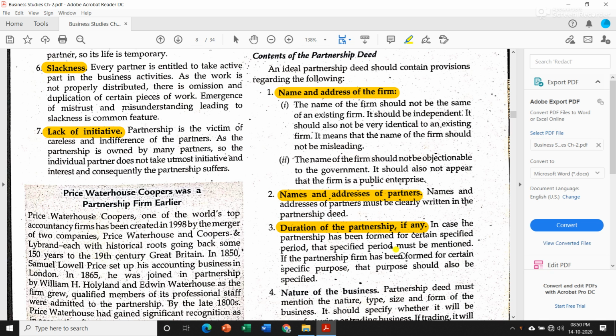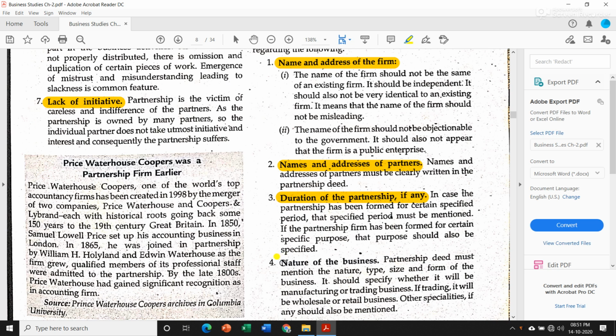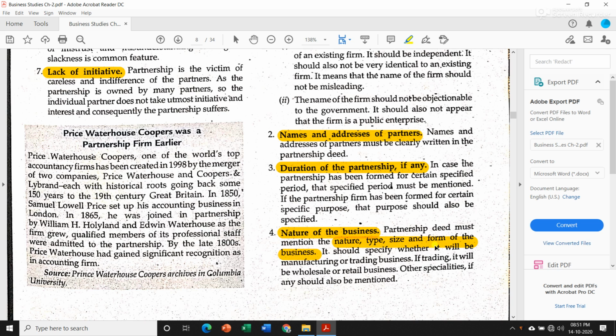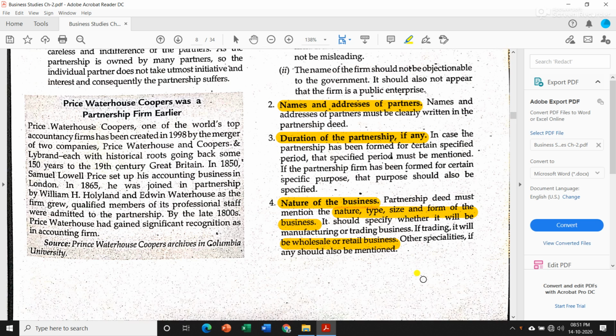Suppose the partners have decided to carry on business for 5 years, then that should be mentioned in the partnership deed. But if the partners haven't decided for how long they will be carrying on their business, then it is not necessary to mention it. Then nature of business. What kind of business you are going to run in this partnership firm should be mentioned in the partnership deed. It should mention the nature, type, size and form of the business. It should specify whether it will be manufacturing or trading business. If trading, it will be wholesale or retail business. And if there are other specialities, that also you have to mention.